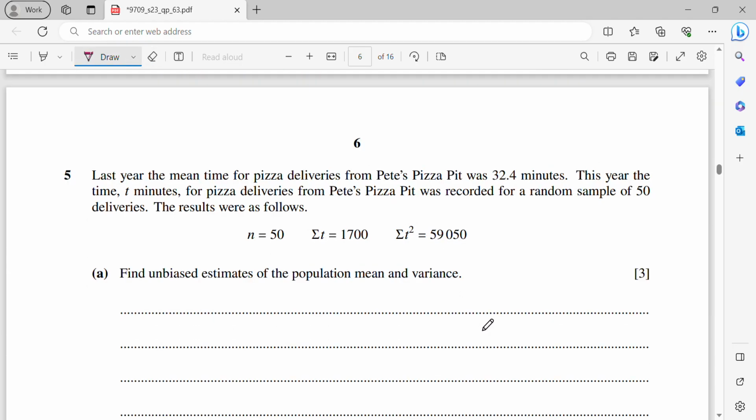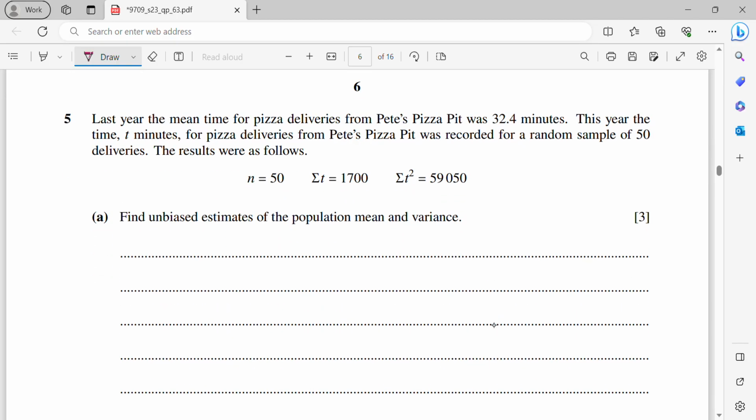Alright, next question, number 5. Last year, the mean time for pizza deliveries from Pizza Pit was 32.4 minutes. This is a mean. This year, the time T minutes for pizza deliveries from the same Pizza Pit was recorded for 50 deliveries. So this is the n, and you are given these 3 results.